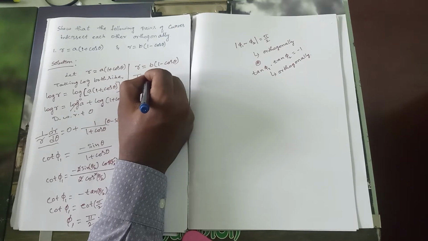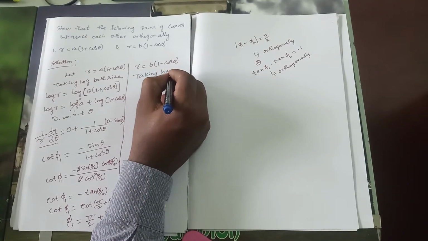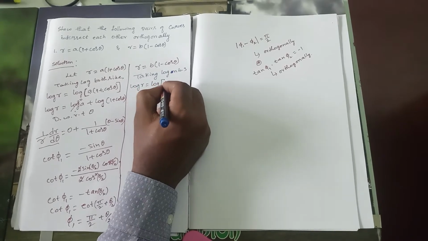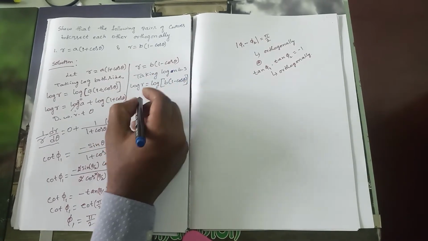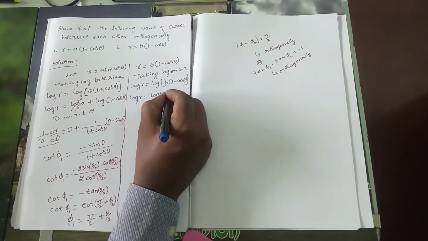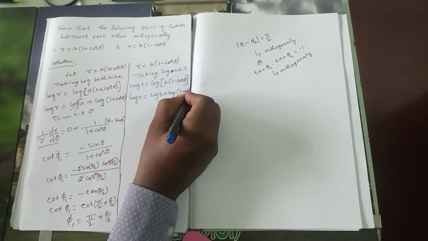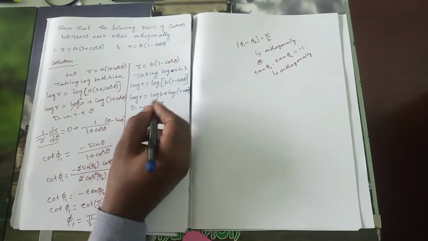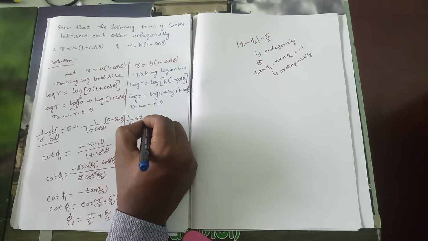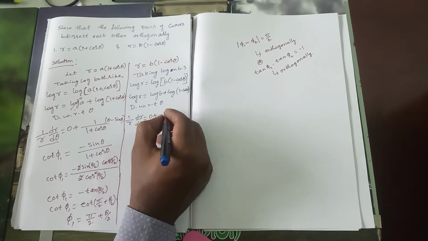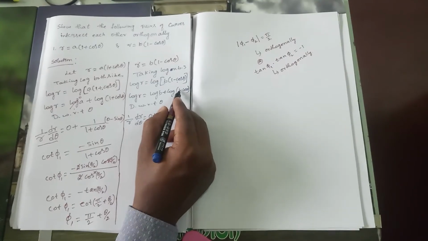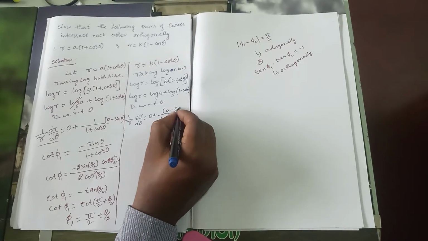Now this one, what do you get here? Taking log on both sides. So what do you get? Log r equals log of b into 1 minus cos theta. So log r equals, this is log a into b, so this becomes log b plus log of 1 minus cos theta. So differentiate with respect to theta. So 1 by r into dr by d theta, because r is a function of theta. So this becomes 0, constant term. So plus 1 over 1 minus cos theta into, if you differentiate 1, you'll get 0 minus, if you differentiate cos, you'll get minus sin theta.